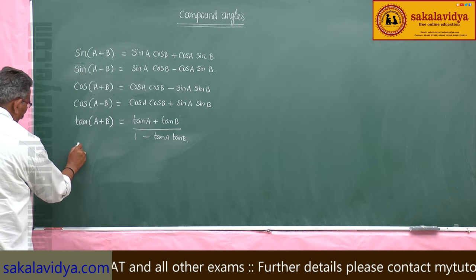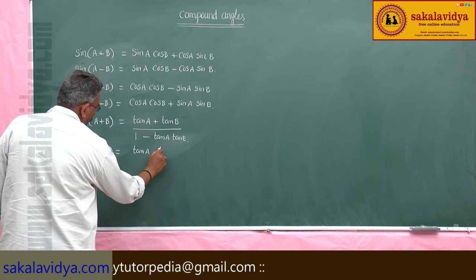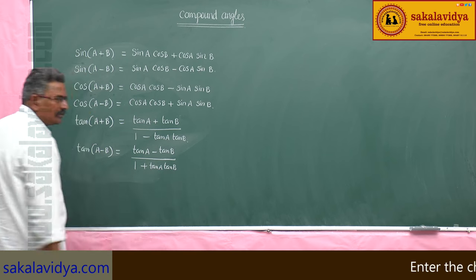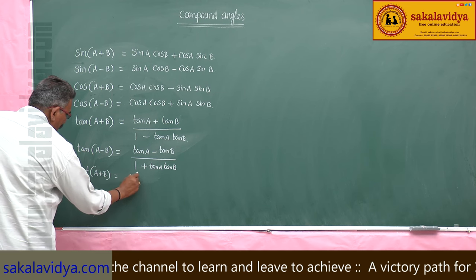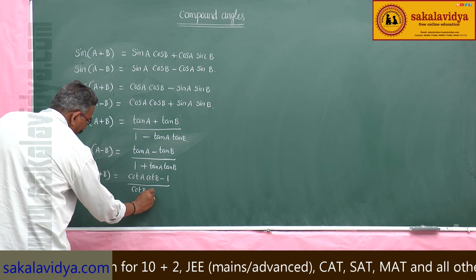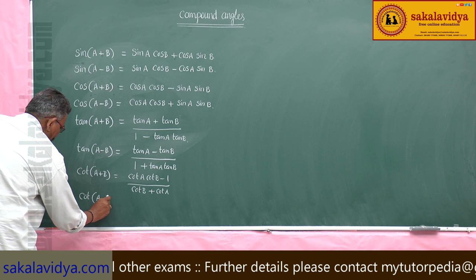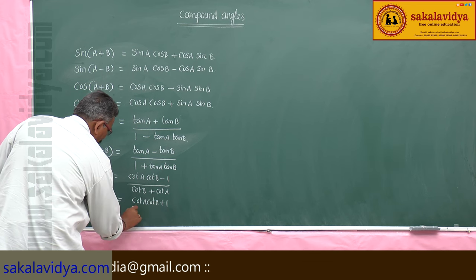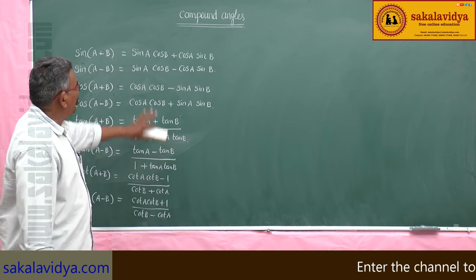So now tan of A minus B. Tan of A minus B is equal to tan A minus tan B by 1 plus tan A tan B. Now, cot of A plus B. What is cot of A plus B? Cot of A plus B is cot A cot B minus 1 by cot B plus cot A. Now, cot of A minus B. Cot of A minus B equal to cot A cot B plus 1 by cot B minus cot A.